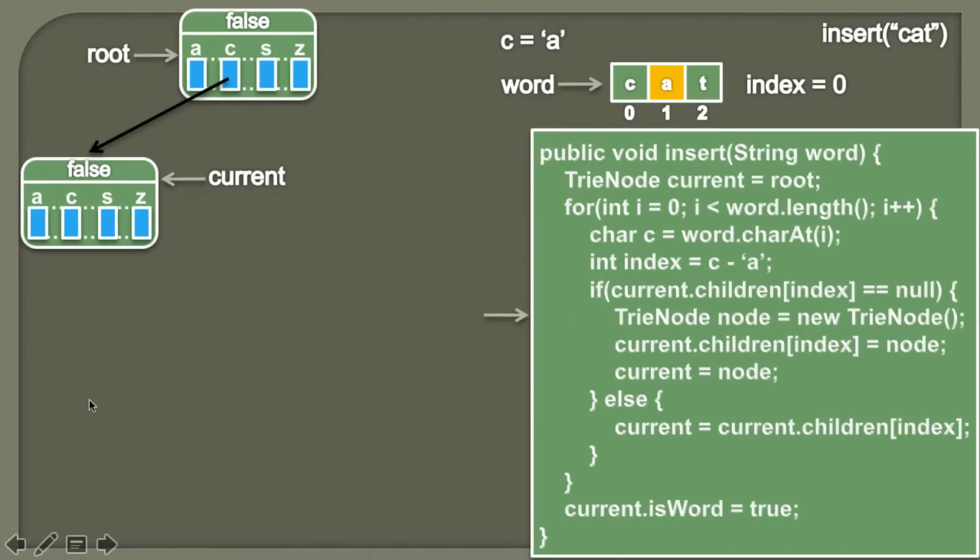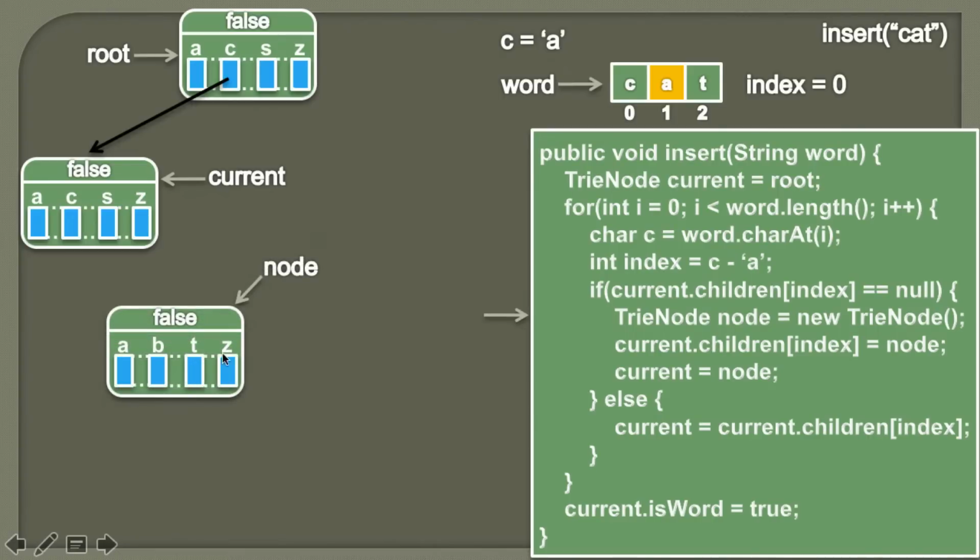So in order to insert a, we'll first create a new trie node and assign it to a temporary node. And in order to insert this trie node in the trie, we'll assign the value of node, which is this trie node, to current.children at index 0. So here it would look something like this, that now there would be a link from index 0 to this trie node. Then we'll traverse to this trie node by assigning the value of node to current. So now current will point to this trie node.